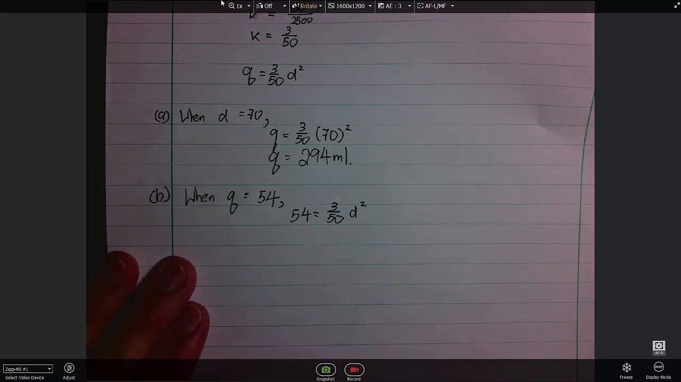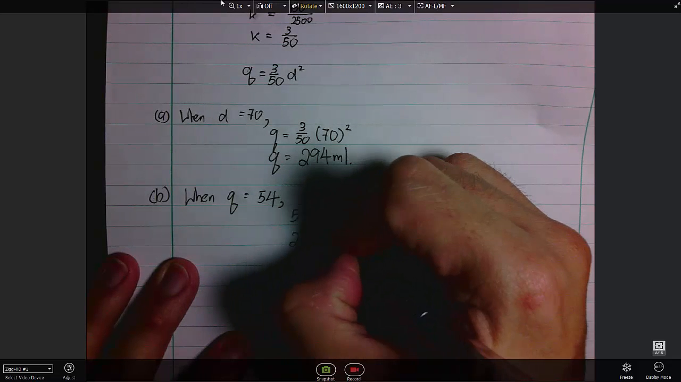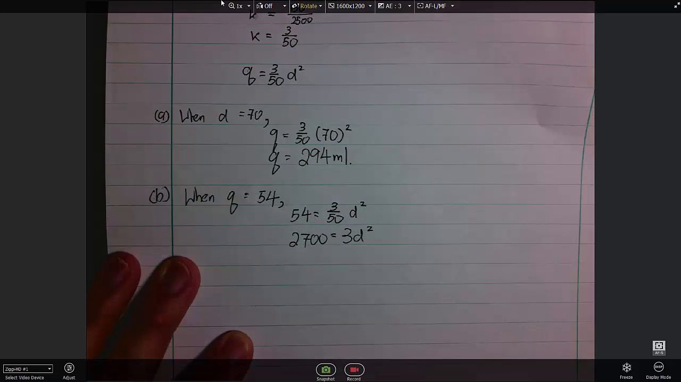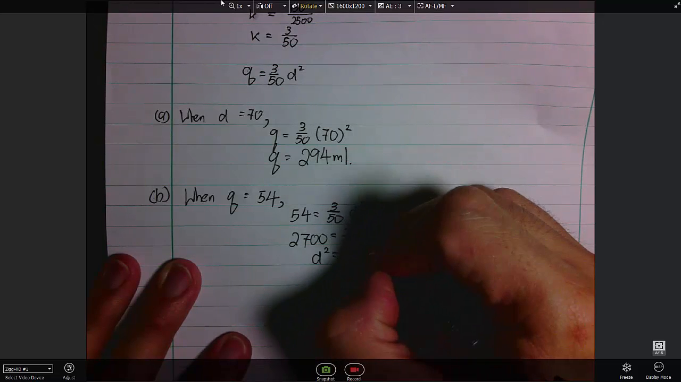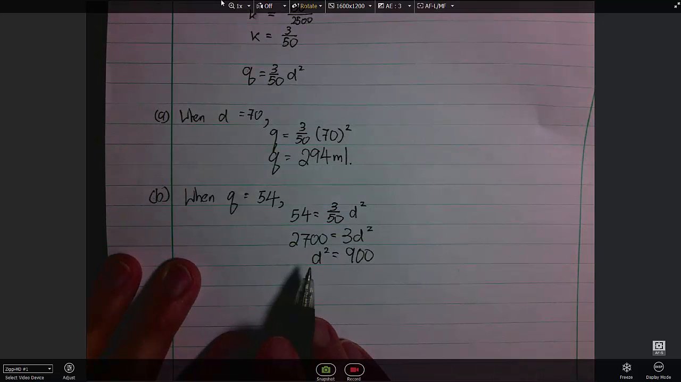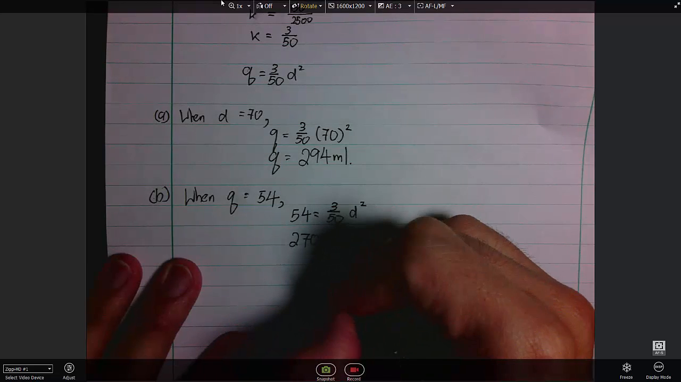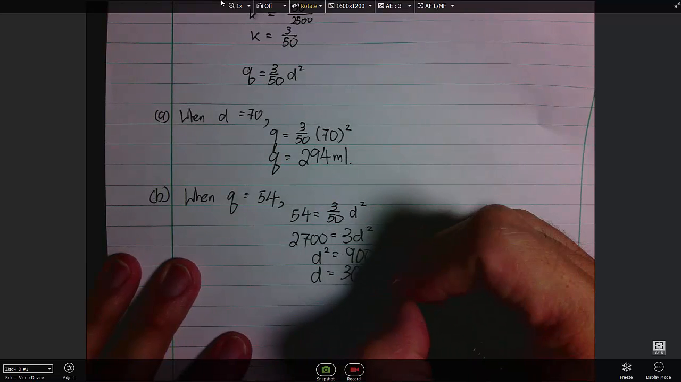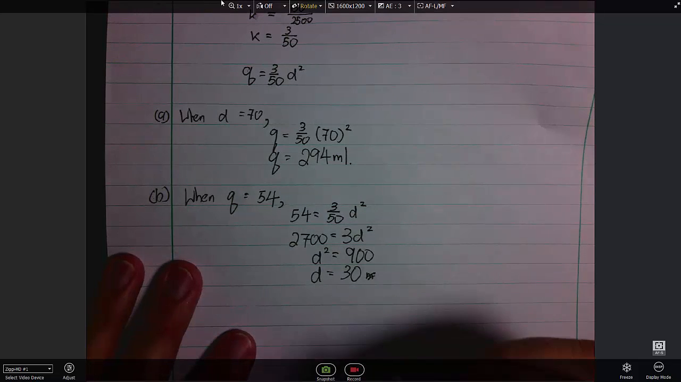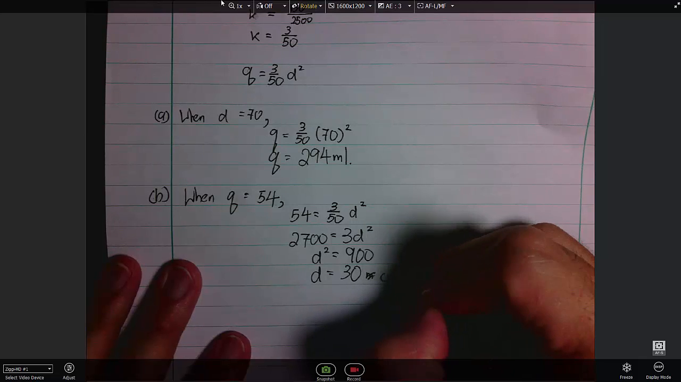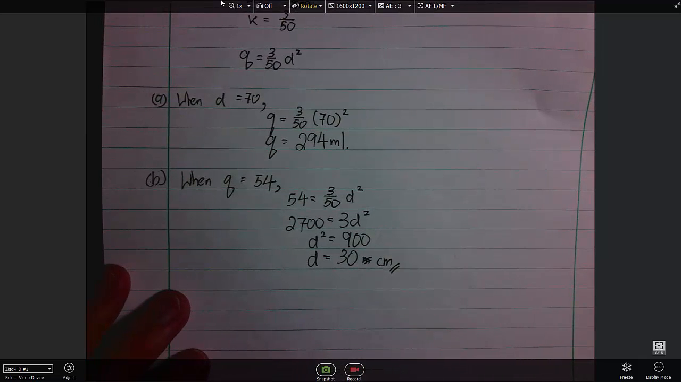To solve this, I multiply both sides by 50 first. 54 times 50 gives me 2700 equals 3D square. Dividing both sides by 3 will give me D square is equal to 900. To get rid of the square, we square root both sides. My D value will be equal to 30. And what's the unit there? cm. And we are done with question 1.